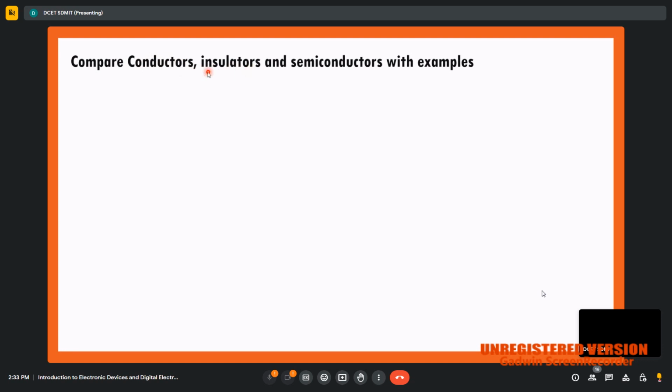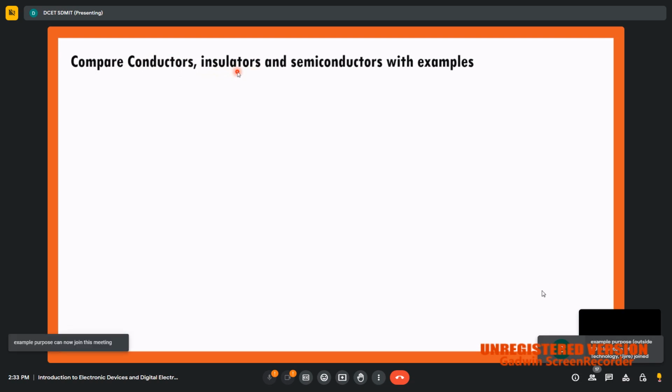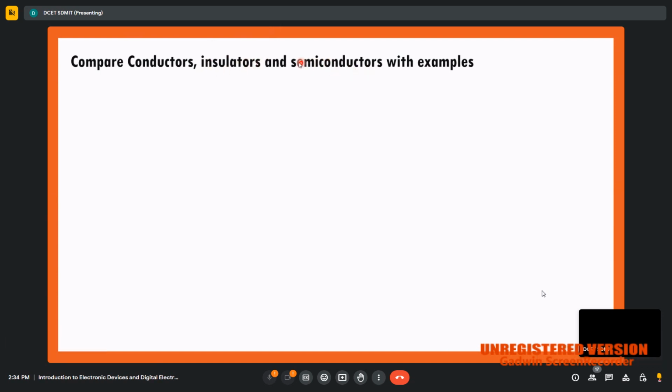Similarly, there is another type called insulators. Insulators oppose the flow of current. That means they won't allow any current to flow. The next type of material we call a semiconductor. Nowadays almost all electronic appliances come with semiconductors. Whatever you are using, the ICs, integrated circuits, transistors, MOSFETs, all come under semiconductors. Even LCD display and LED display all come under semiconductors.